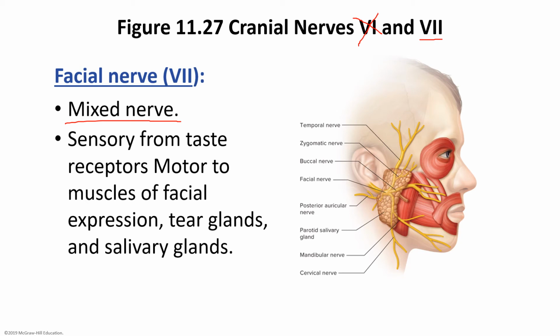But when you're doing this test, basically what you're going to have them do is make facial expressions. Have them smile, frown, squint their eyes. And you're looking for any disturbances bilaterally. If one side is easier to move than the other or whatever, that could be an issue with the facial nerve.